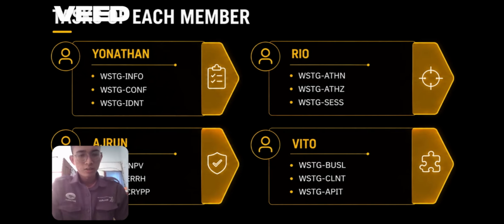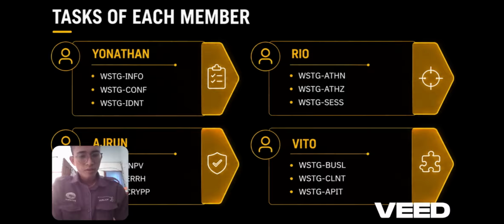Jonathan handled information gathering, configuration testing, and identity management. Rio took charge of authentication, authorization, and session management. For me, I was responsible for input validation, error handling, and weak cryptography testing. Vito covered business logic, client-side testing, and API testing.